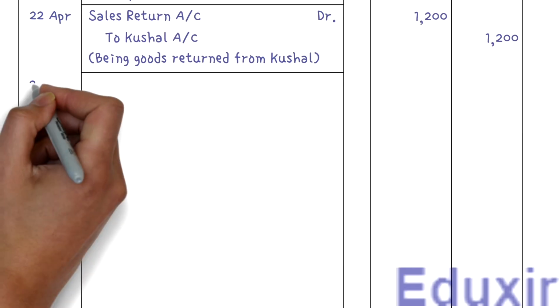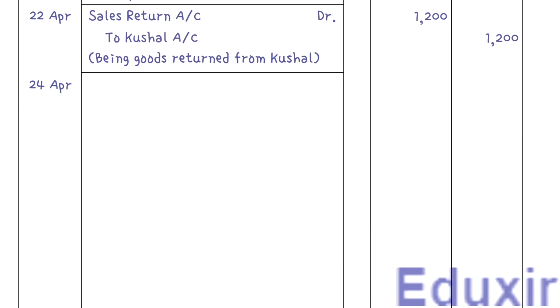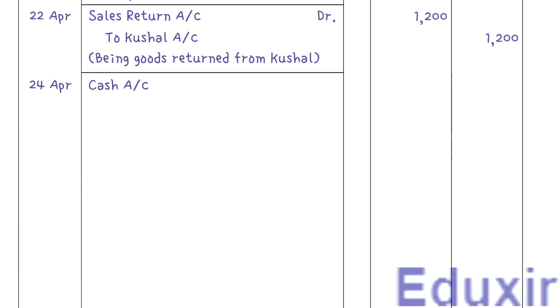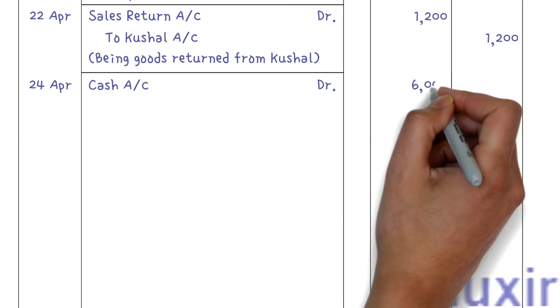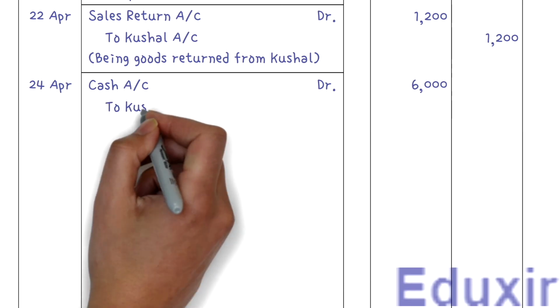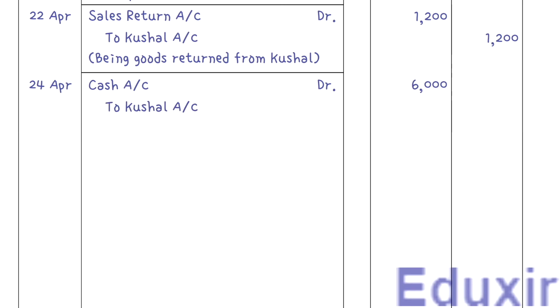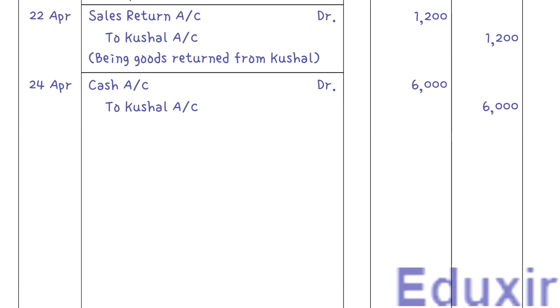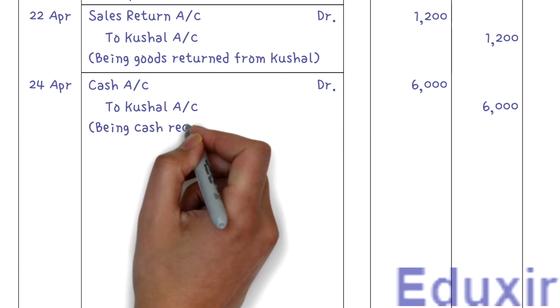Let us first record the date. Let us then record the cash account as the debit entry. Let us also write the text DR to indicate that this is a debit entry. Let us then record the debit amount of 6,000 rupees in the debit amount column. Leaving a margin, let us record the Kushal account as the credit entry. Let us also record the credit amount of 6,000 rupees in the credit amount column. Let us now record the narration or description of this transaction, that is, being cash received from Kushal.